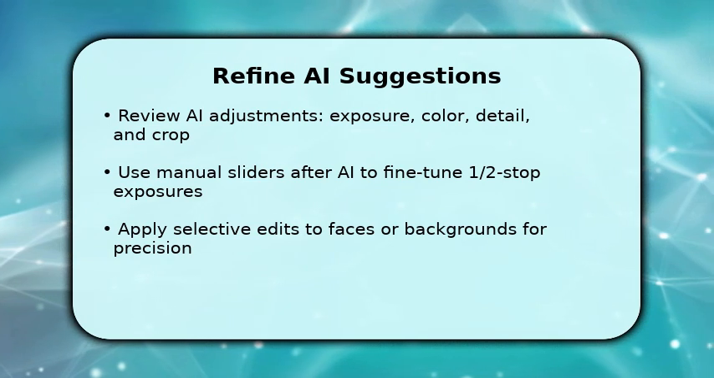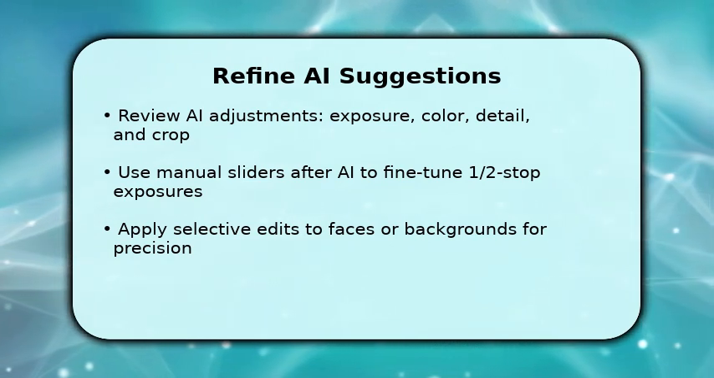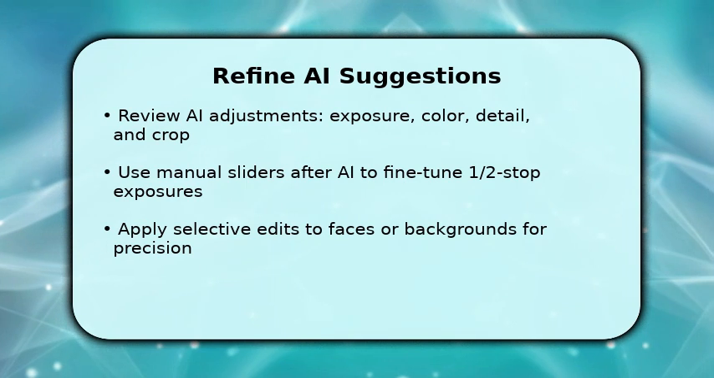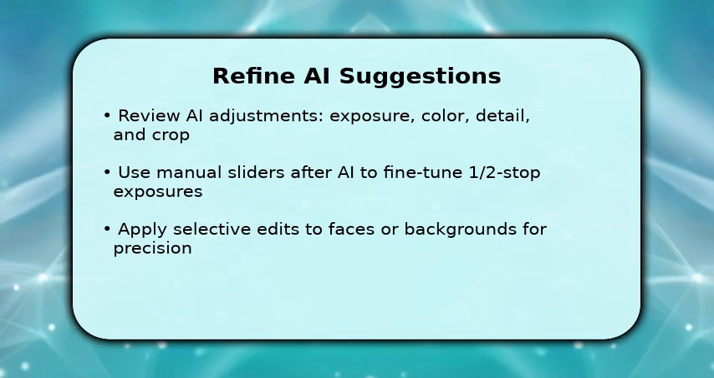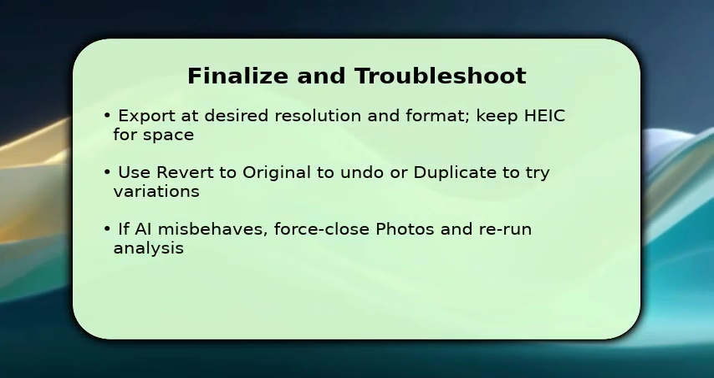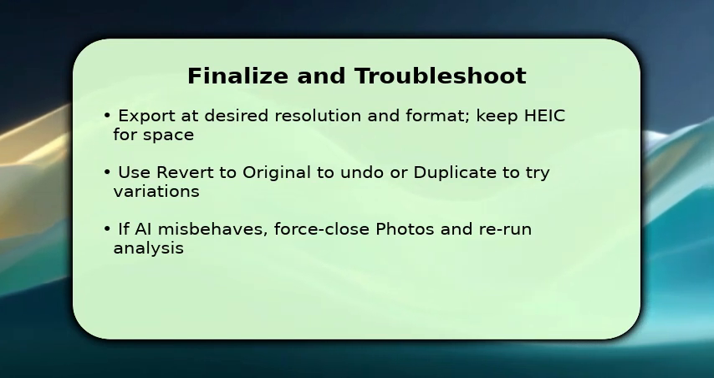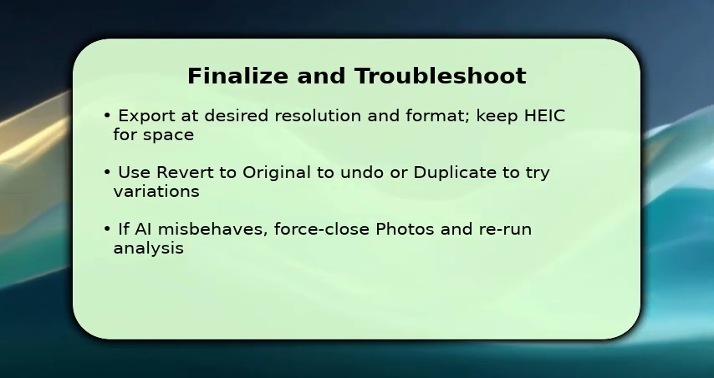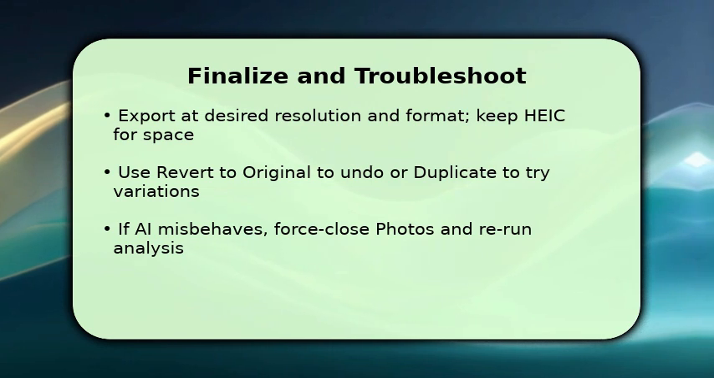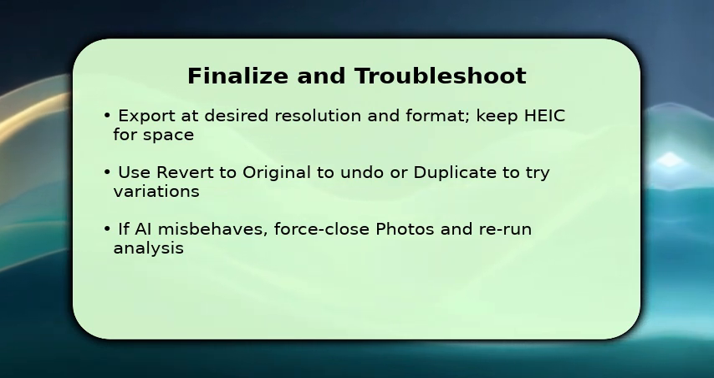If you want a different mood, toggle between AI variants, and you finish by exporting in the resolution and format you need. HEIF saves space, JPEG increases compatibility. Once done, save a duplicate if you plan alternate edits. Otherwise, Revert to Original returns the unedited file.